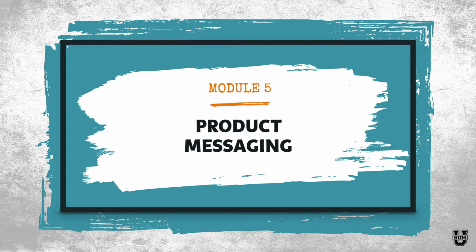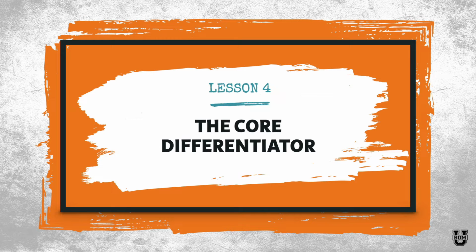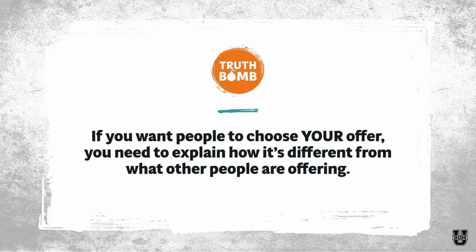We're still in Module 5, Product Messaging, and here in Lesson 4, we're talking about the product core differentiator. Now, we talked about creating a differentiator message for your brand messaging, but this is about your product. And the truth bomb is this: if you want people to choose your offer, you need to explain how it's different from what other people are offering. That's what you need to be thinking about, and that's what we're talking about in this quick lesson.